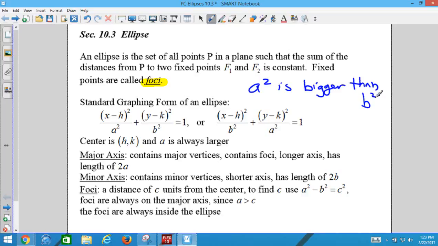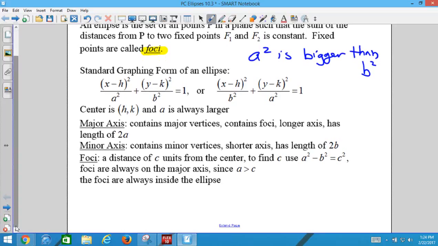All right, the center of the ellipse is (h, k), and it's the same as it was for circles. You see the h and the k exactly the same as it was for circles. But what's different about these equations than circles is these equations always equal 1. The circles always equal the radius squared, but these always equal 1 to be in the standard graphing form. So we need to make sure that it equals 1 before we find any information.